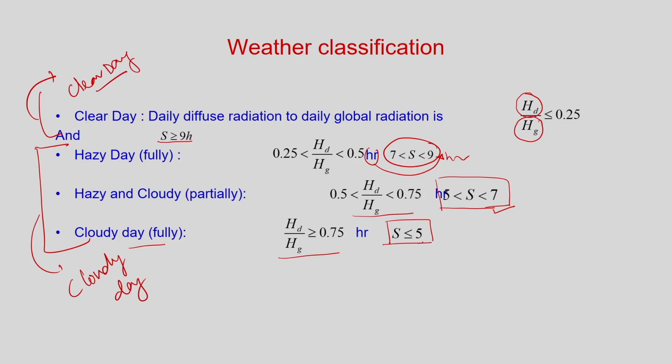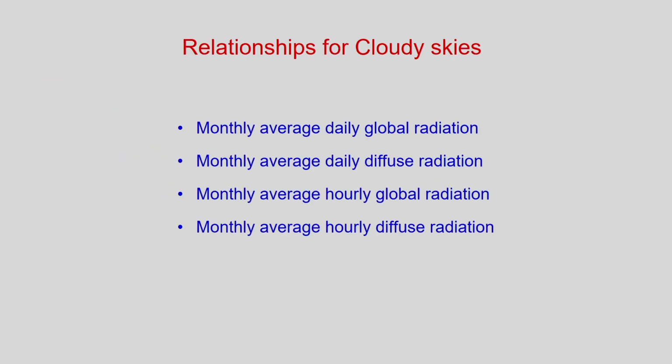First, let us study the correlations developed for estimation of monthly average of global radiation for cloudy days. So, there are different correlations as I have discussed, like monthly average daily global radiation. Sometimes researchers are required to know, for calculation of solar estimations or say solar device installations, what is the monthly average of daily global radiation.